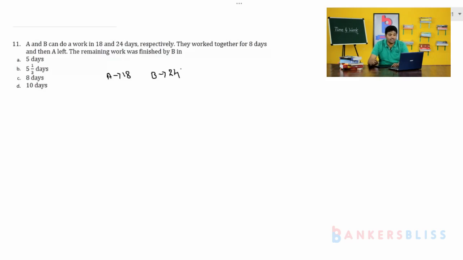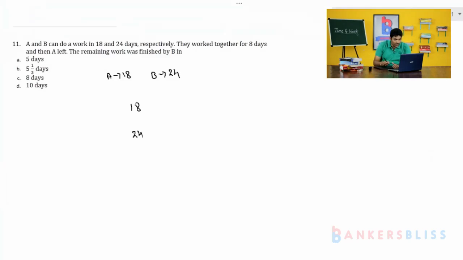If you want to calculate the remaining work, you should know how much work both of them have completed. A takes 18 days, B takes 24 days. So what is the LCM of 18 and 24? 24 is not divisible by 18, so 24 cannot be the LCM. 24 into 2 is 48, which is not divisible by 18. Next, 24 into 3 is 72, and 72 is divisible by 18, therefore 72 is the LCM.